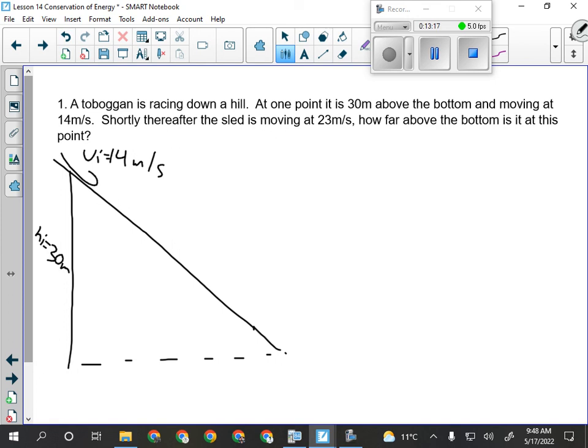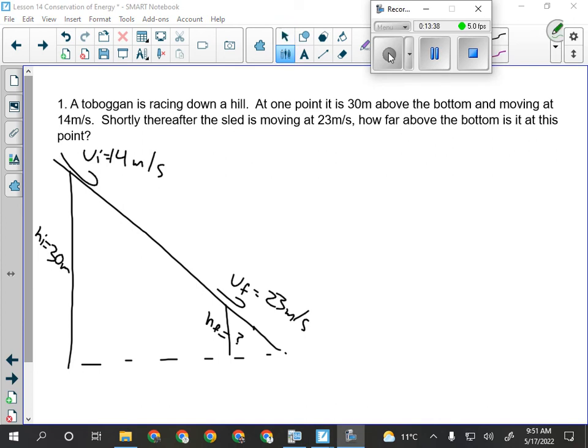And then a little while later, we've got the final height, which is what we're looking for, and the final speed being 23 meters per second. Give you a couple more minutes to finish that up.